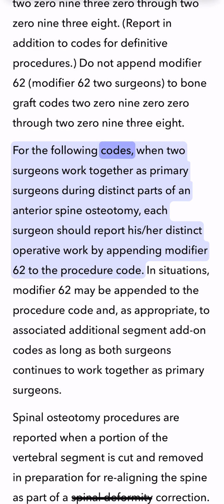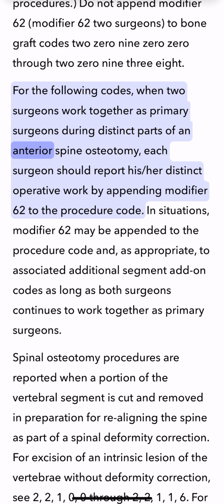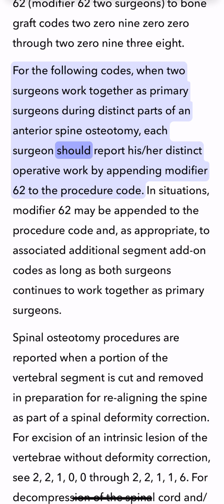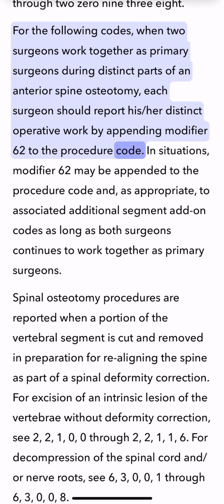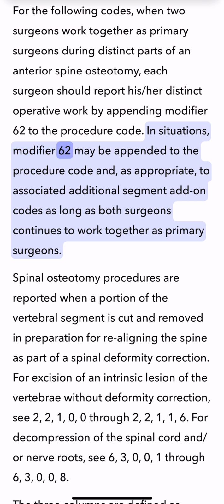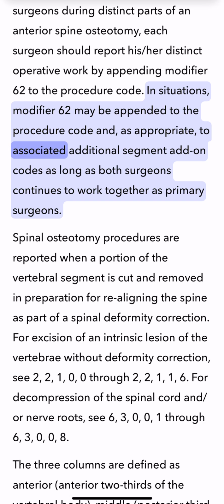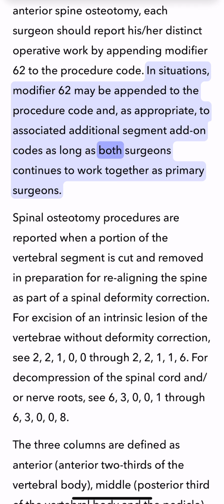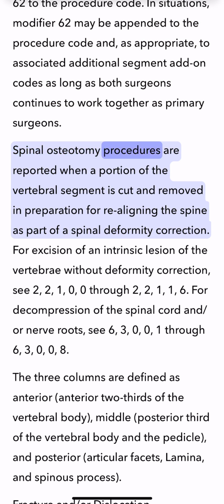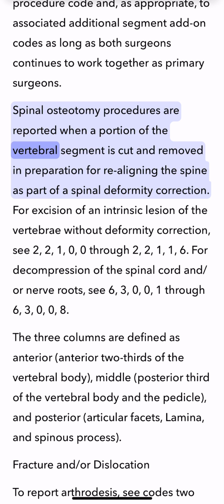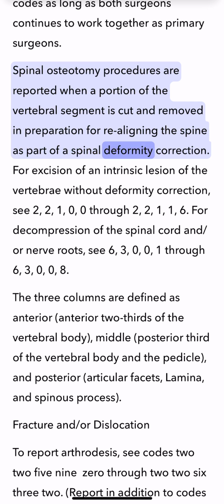For the following codes, when two surgeons work together as primary surgeons during distinct parts of an anterior spine osteotomy, each surgeon should report his/her distinct operative work by appending modifier 62 to the procedure code. In these situations, modifier 62 may be appended to the procedure code and, as appropriate, to associated additional segment add-on codes as long as both surgeons continue to work together as primary surgeons. Spinal osteotomy procedures are reported when a portion of the vertebral segment is cut and removed in preparation for realigning the spine as part of a spinal deformity correction.